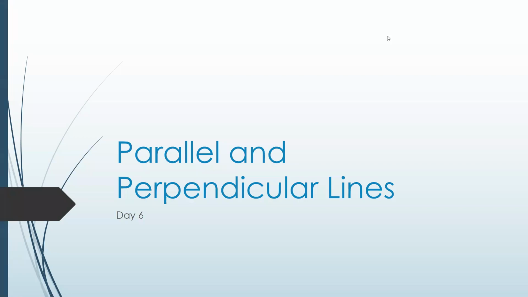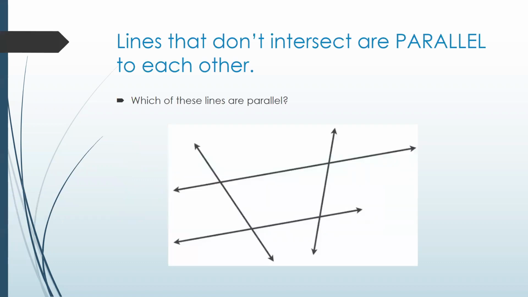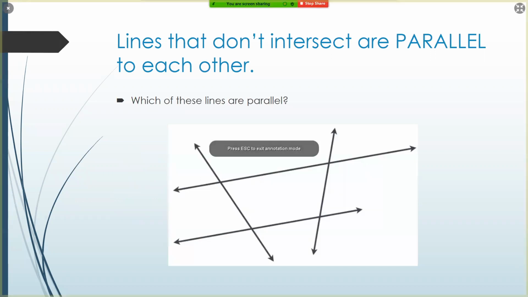All right, so for today's lesson, we are going to look into parallel and perpendicular lines. Lines that do not intersect each other are called parallel to each other. Here in this diagram, we have 4 lines drawn, and we're being asked to identify which 2 lines are parallel. I like to think of parallel lines as railroad tracks. Your railroad tracks will never cross each other or touch each other, or your trains would wreck.